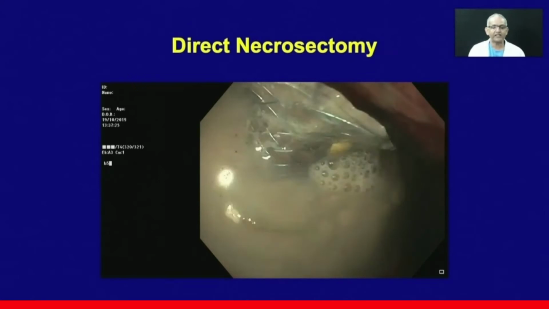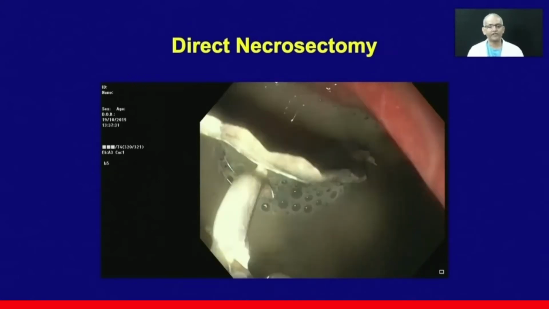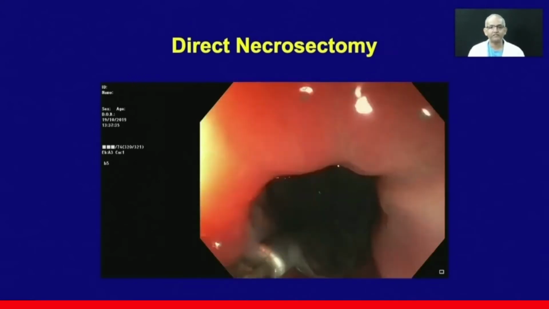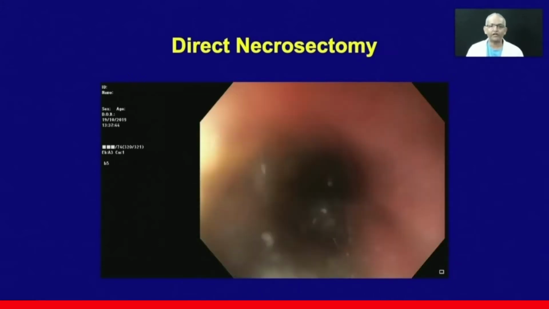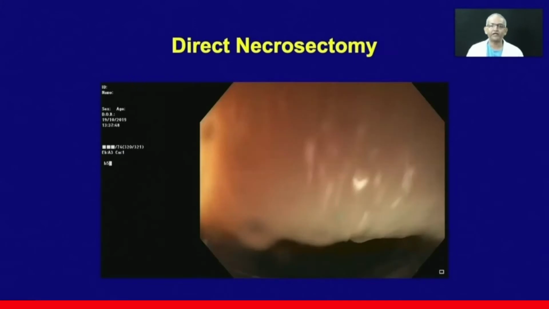The metal stent is seen lying in the lumen. Remove this metal stent, take it out, clean it up and keep it ready. Continue your endoscopic necrosectomy as planned.